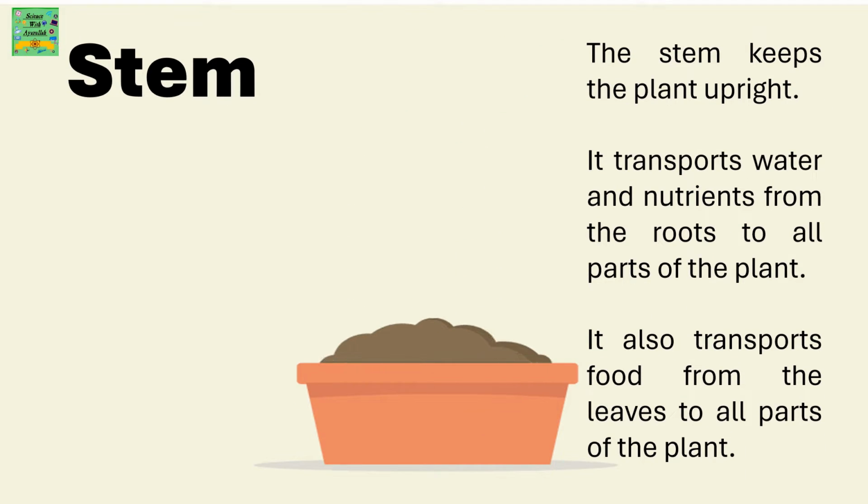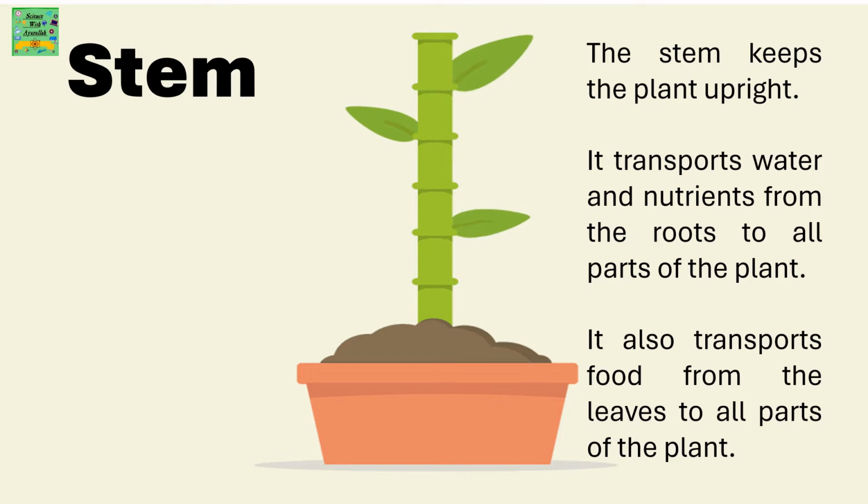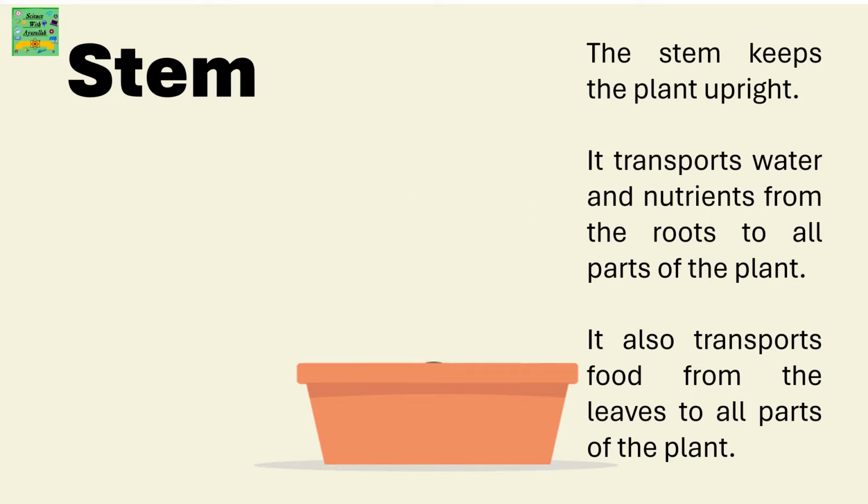The stem keeps the plant upright. That means it does not let it fall. It transports water and nutrients from the roots to all the parts of the plant. It also transports food from the leaves to all parts of the plant.